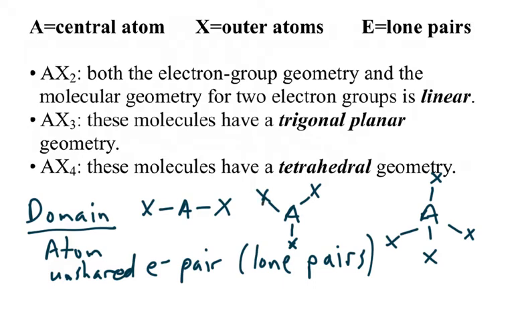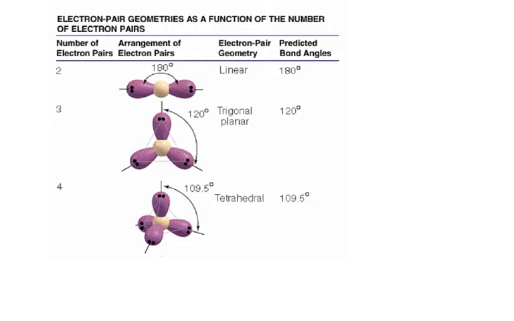Now, I'm going to show you that there's a difference between what is called electron geometry versus molecular geometry. When I say molecular geometry, it's the actual shape of the molecule, which is determined by the atoms. Electron geometry has to do with the atoms connected to the central atom as well as the lone pairs. Follow along with me as I explain this. Here we have the AX2.